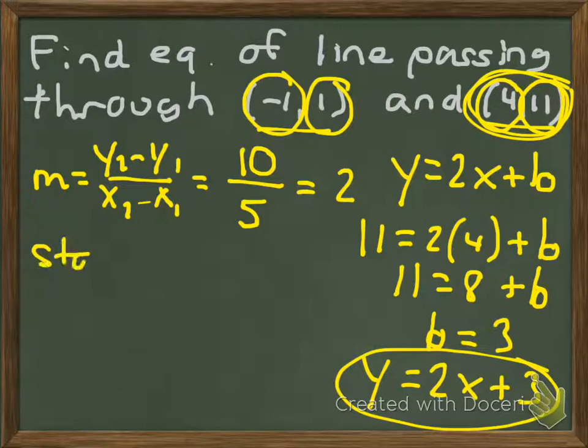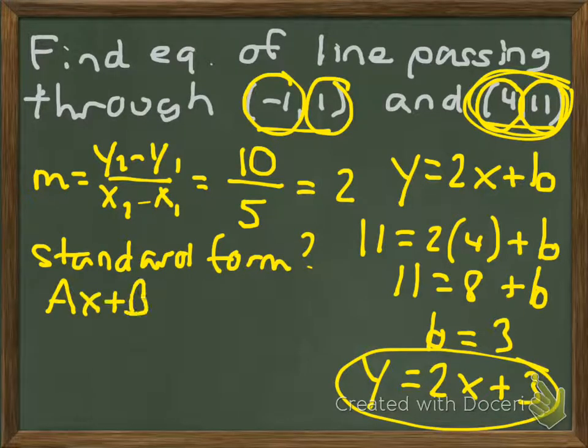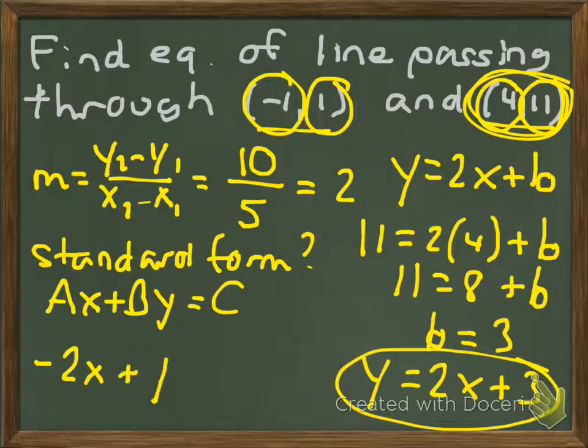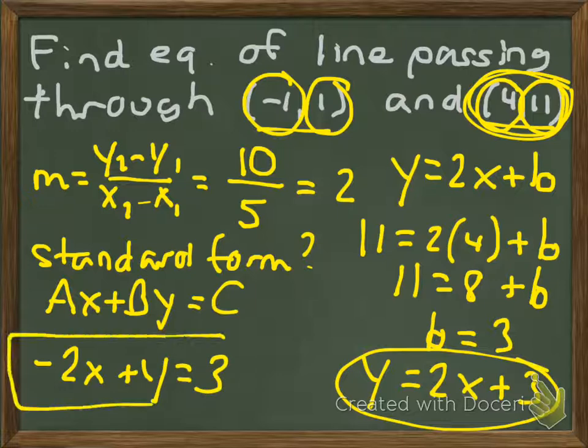But what if I wanted to put it in standard form? Well, keep in mind standard form is ax plus by equals c. It essentially means that I want to have the x and the y term on the same side of the equation. I can do that in y equals 2x plus 3 simply by moving the 2x to the other side, which I do by subtracting it. So if I have y equals 2x plus 3, I subtract 2x from both sides. If you do that, you will end up with -2x plus y equals 3, and this is in standard form.